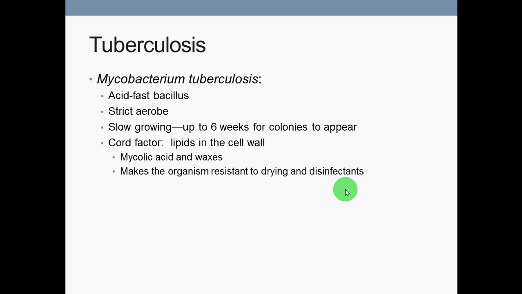If you look at them under the microscope, that's what is called cord factor, because they have all these lipids and waxes in the cell wall that makes them clump. It also works to make them resistant to drying and resistant to disinfectants. So Mycobacterium tuberculosis can live on surfaces for a long time, and it takes rather strong disinfectants to kill them.